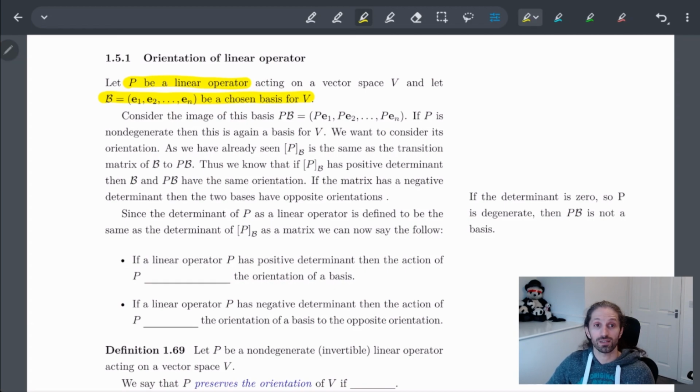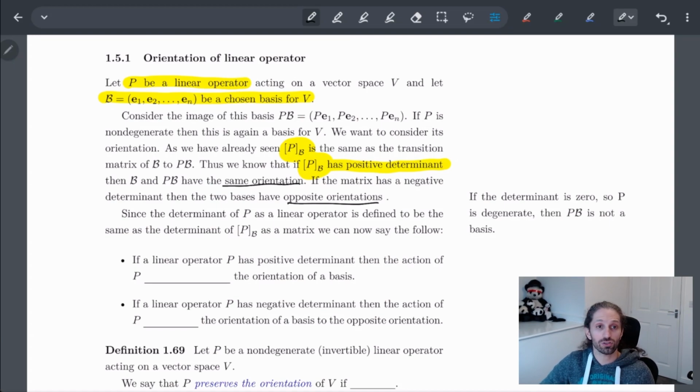In other words, since it has a basis, we want to know what its orientation is. And this is not too hard to see. What we do is we look at its matrix. So every linear operator has a matrix associated to it. In other words, we know that if P of B has a positive determinant, then B and PB have the same orientation. And if it has negative determinant, then they have opposite orientations. Right? So these are the two things.